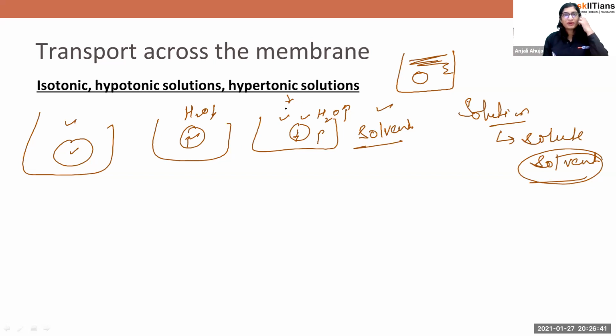Okay, so now you can see it in three ways. One, you can see it on the basis of solvent, and then you can see it on the basis of solute. Like I was comparing it on the basis of solvent: outside, H2O is less, which means solute is more outside, and inside solute is less. And here H2O is more, so solute is less outside and inside solute is more.